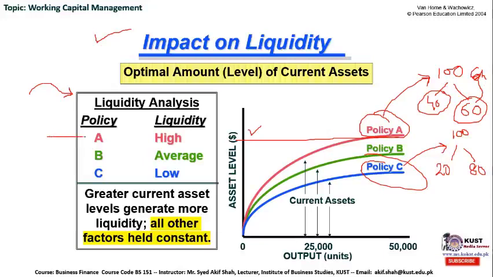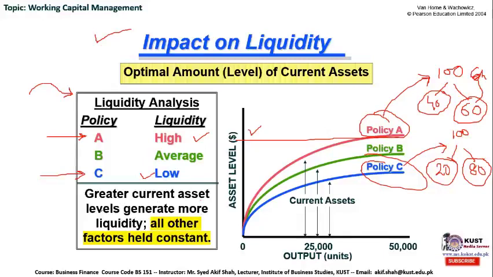So in policy A, we can conclude that the liquidity of the company is high because it has the maximum number of dollars stuck in current assets in comparison to policy C. And we can see that in policy C, we have a smaller number of dollars in the current assets. As mentioned, $20 are stuck in current assets and $80 are in the fixed assets. So therefore, we will have low liquidity for policy C if this company is going to adopt it.